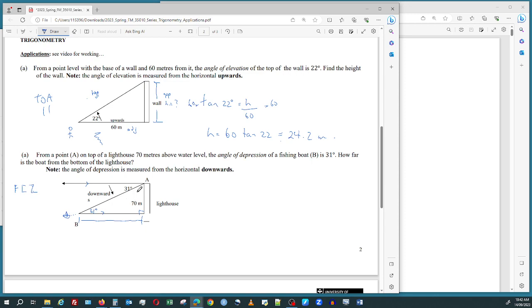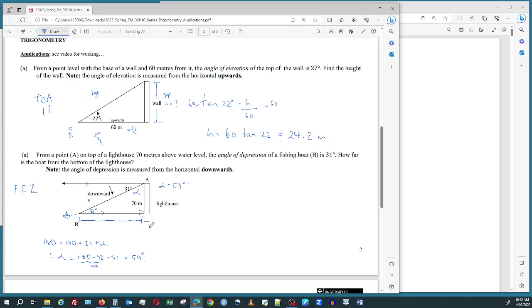So we can work out this angle here. The angle here, which we'll call alpha. So we've got 180 is equal to 90 plus 31 plus alpha. So subtracting both sides, alpha will be equal to 180 minus 90 minus 31. So 90 minus 31 will be 59. So alpha up here is equal to 59 degrees.